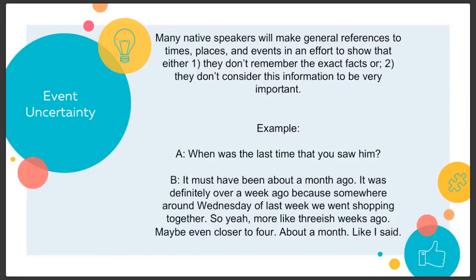Someone might ask you, when was the last time you saw him? And you can answer, it must have been about a month ago. It was definitely over a week ago, because somewhere around Wednesday of last week, we went shopping together. So yeah, more like 3-ish weeks ago, maybe even closer to 4. About a month, like I said. So all of these extra words and all these extra small details just to say the same thing that I said in the first sentence, right? So talking about these events, talking about the times and the places, this is something that happens a lot when we're making plans in English.